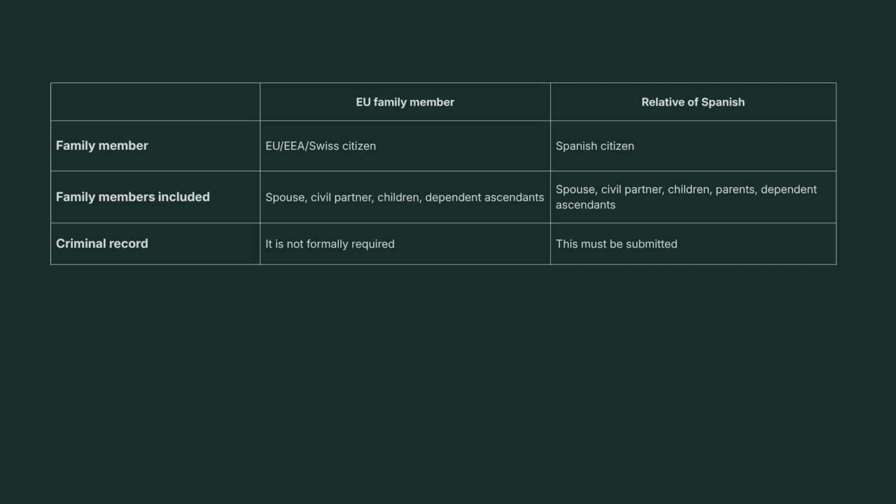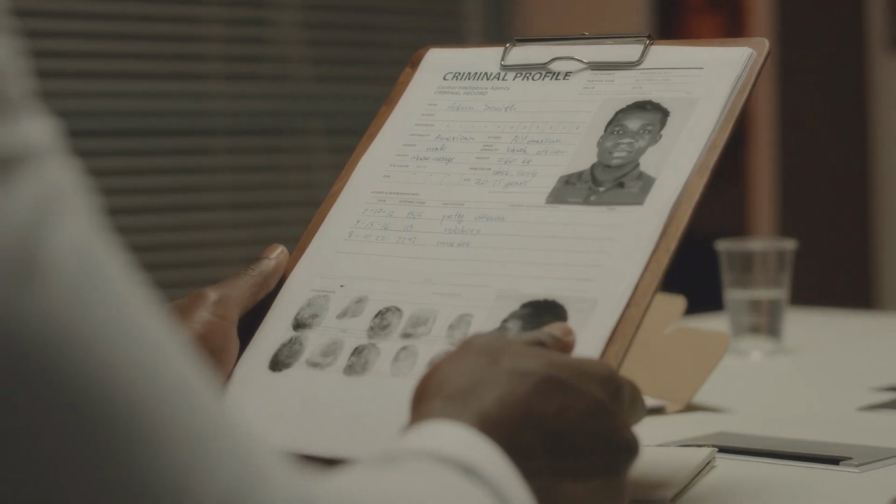For the residence card for family members of European Union citizens, it is not formally required to submit a criminal record certificate. In contrast, for residence as a family member of a Spanish citizen, it is mandatory to submit a criminal record certificate from the country or countries where you have been living the last 5 years.